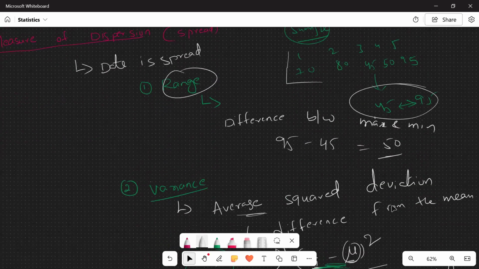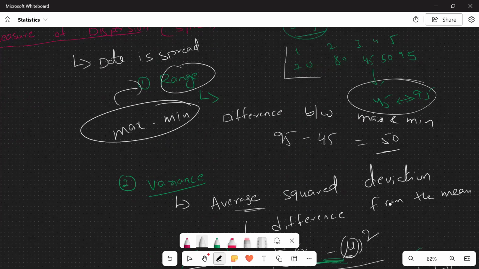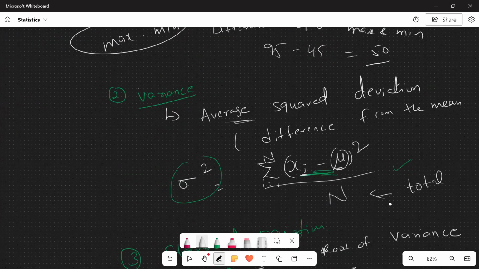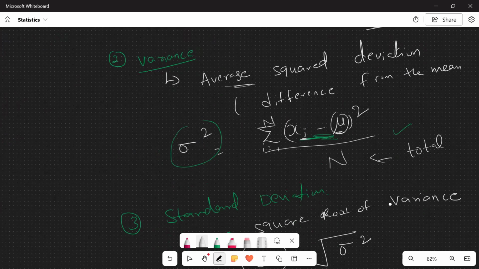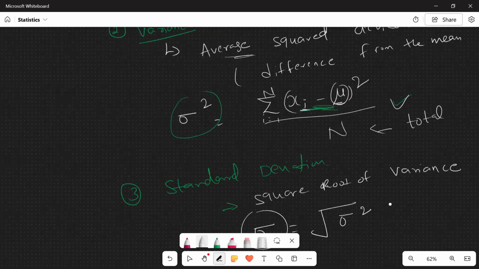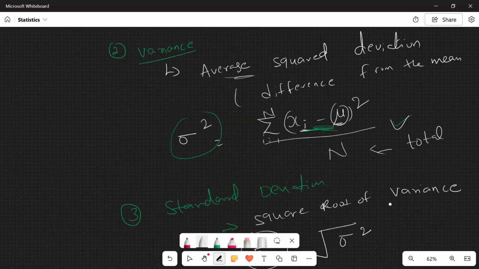Range means the difference between max and min. So simply we can say max minus min. This is the formula for the range. And variance means how data is varying from the mean. For variation we can use the variance, but we can also use the standard deviation. The difference is that because of the square term, the variance, even if it is small, will show up as too large.